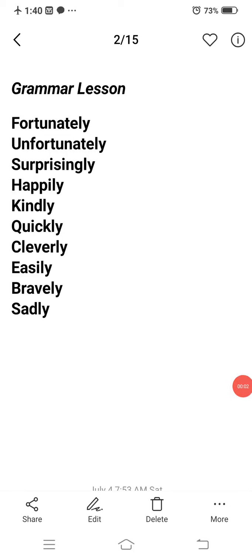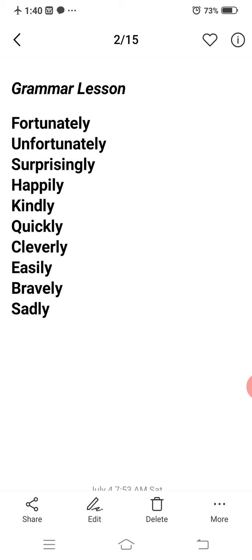Hi kids, so for today you will have a grammar lesson. As we start our lesson for today, I want you to read this list of words. Fortunately, unfortunately, surprisingly, happily, kindly, quickly, cleverly, easily, bravely, sadly. These words use "ly" to create an adverb.